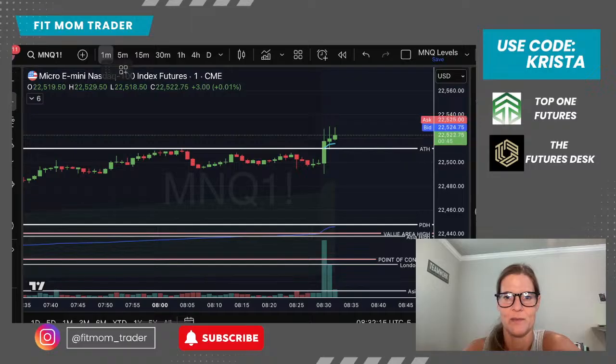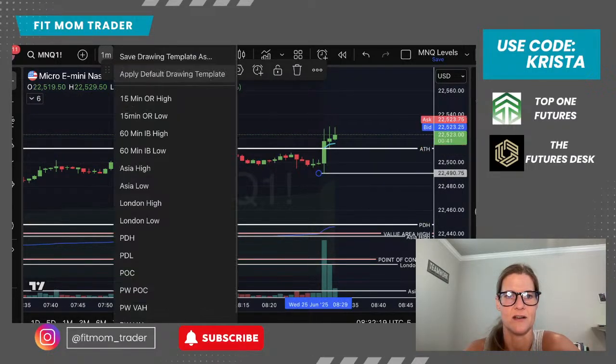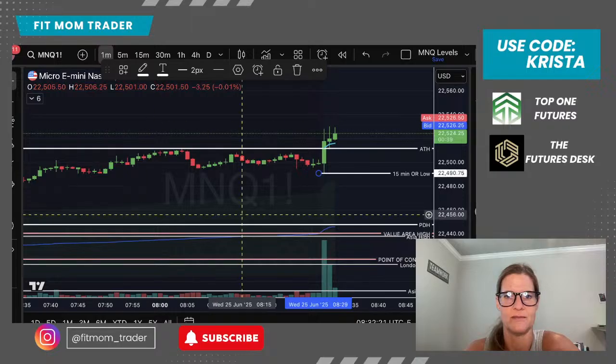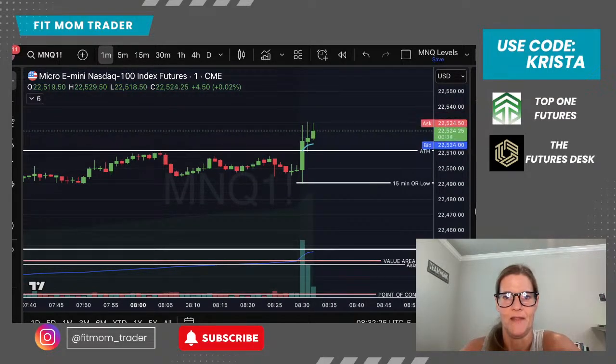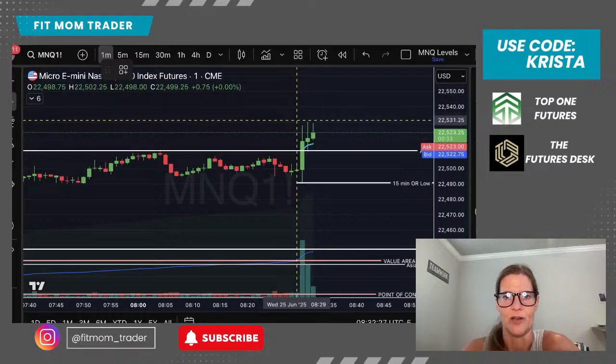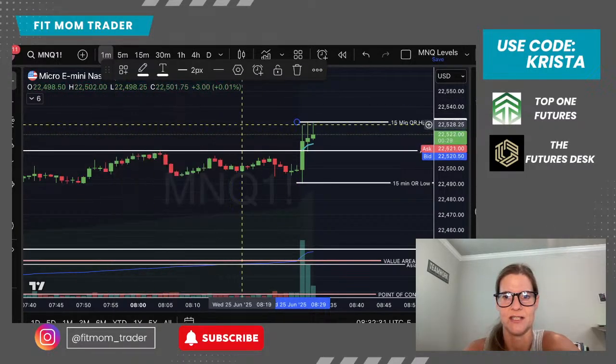All right, 3 minutes in so far. And so far, this is our opening range low. And then our opening range high so far. I'll keep moving these as price action continues.